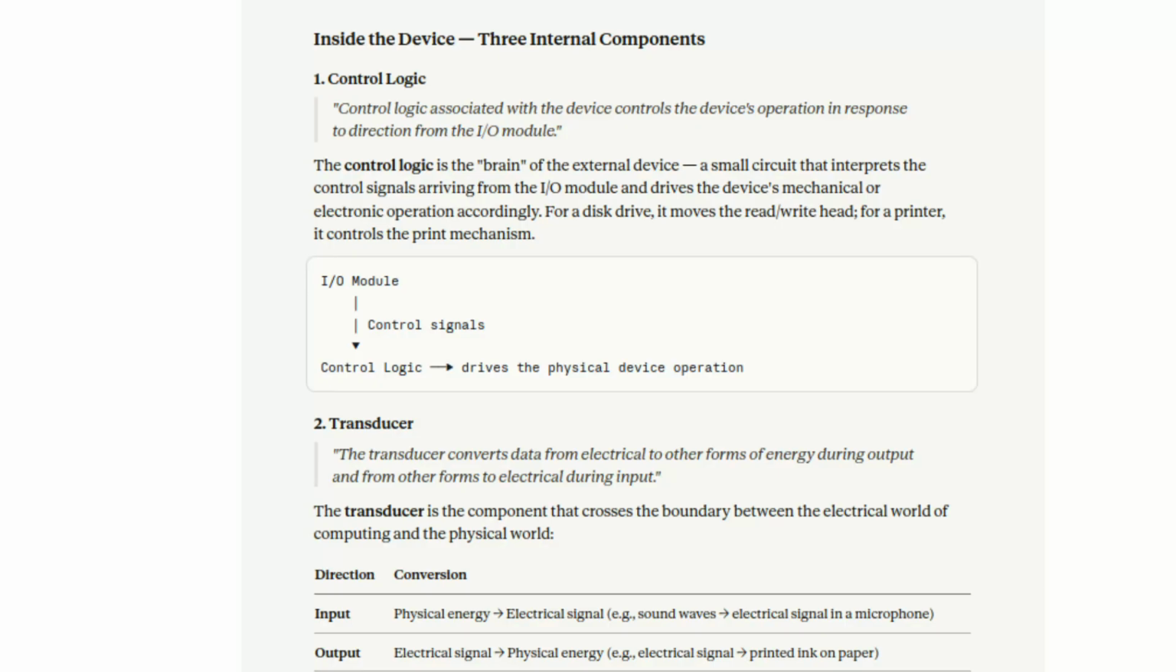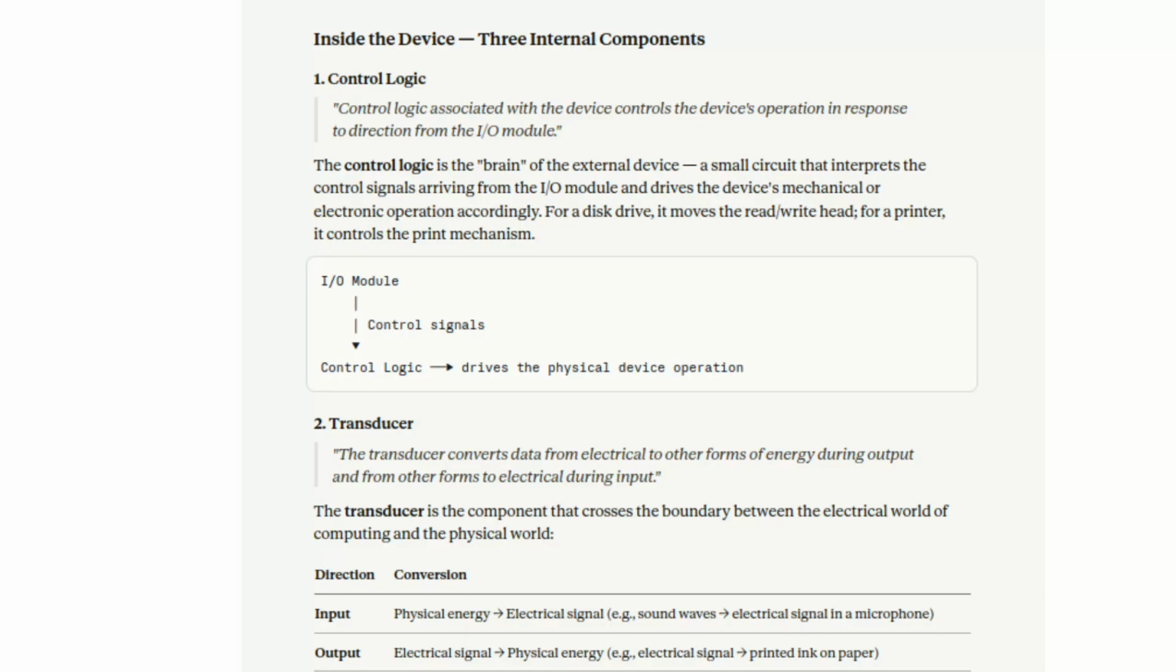So what does the control logic do? It is a small circuit that is basically interpreting the control signals arriving from the, it would interpret the control signals which is arriving from where? Which is arriving from the right. So this interpret the control signals arriving from the 1 minute guys.